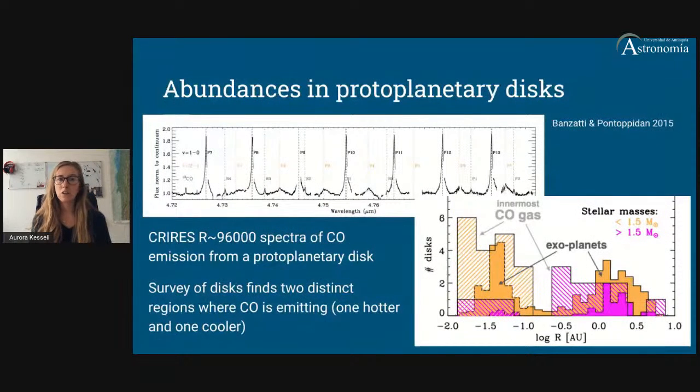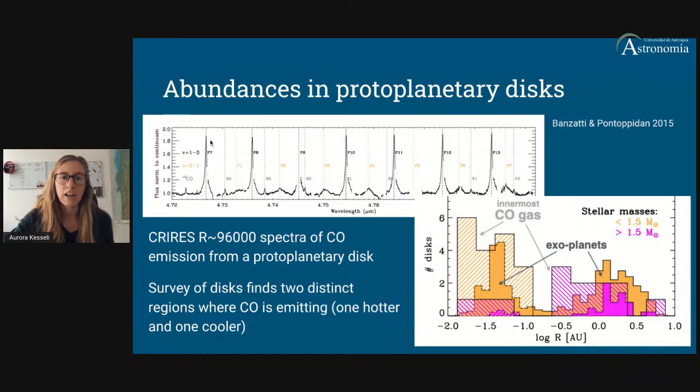So another cool thing that you can do with abundances is you can look at abundances in protoplanetary disks. So these disks that are forming stars. And here's a nice spectrum from a high-resolution spectrograph. This is CRIRES. It has a resolution of 96,000, and this is looking at the carbon monoxide line. So before we were looking at the carbon monoxide line at 2.3 microns. Now we're looking at the carbon monoxide line at 4.7 microns. So this is the carbon monoxide 1 to 0 line, whereas before we were looking at the 2 to 0 line. So this is kind of the main carbon monoxide line.